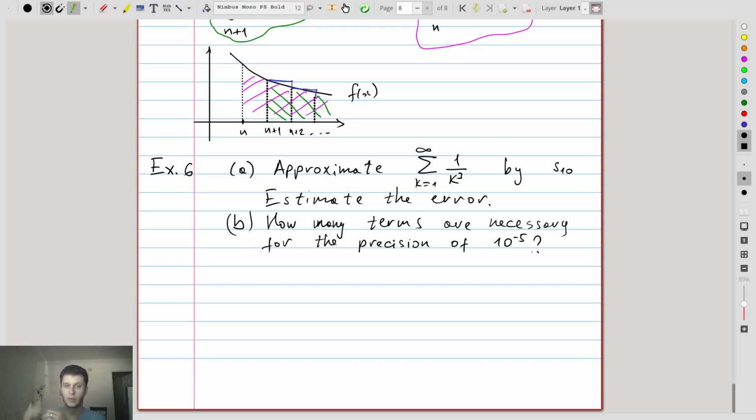Okay, so in other words, how many terms in this series do we need to take to be able to evaluate the sum of the series up to 5 decimal places? So this is what we'll do in the next video. So we'll postpone the solution of this example to the next video to keep them short.